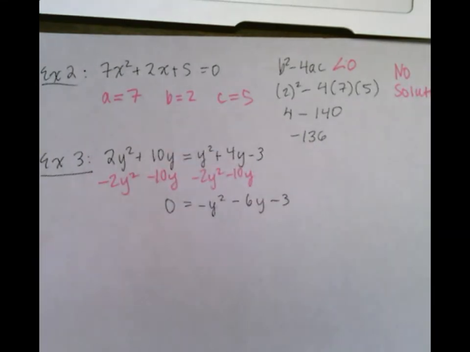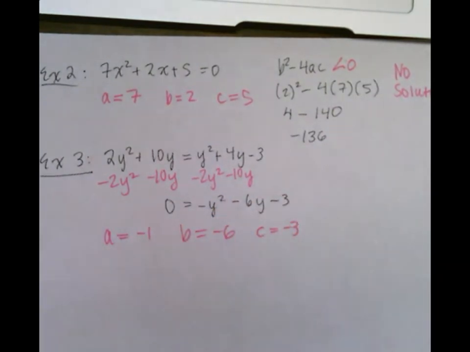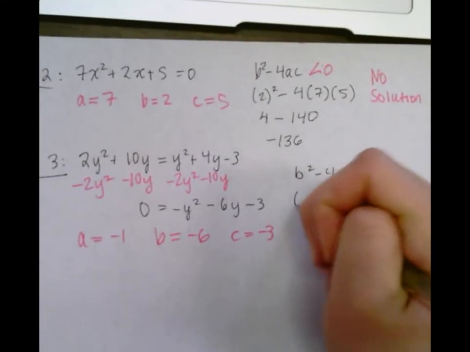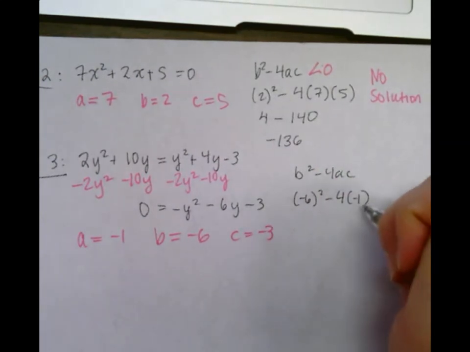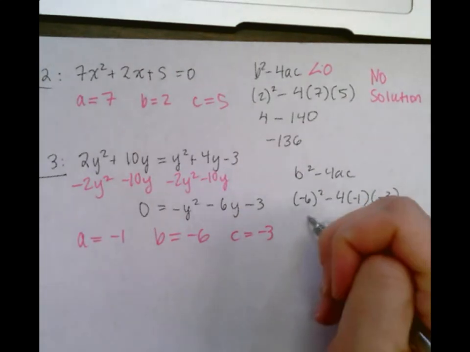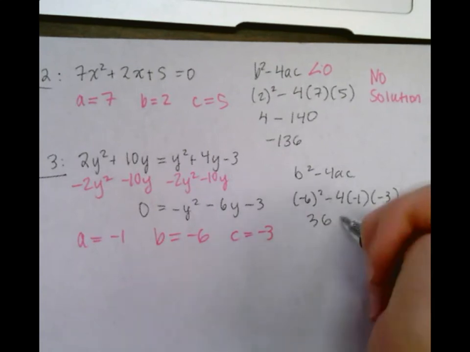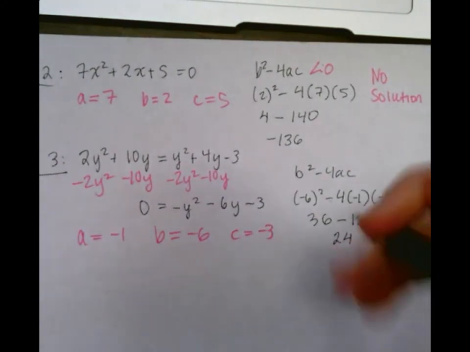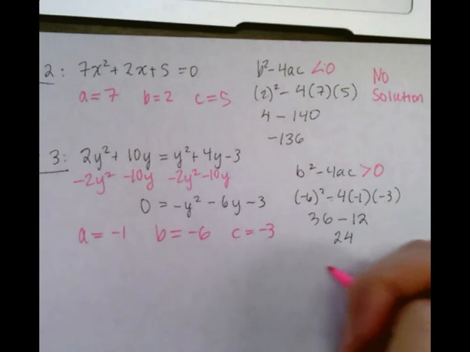From there I'm going to identify my a, my b, and my c, and plug into b squared minus 4ac. So I have negative 6 squared minus 4 times negative 1 times negative 3. Negative 6 squared is 36. 4 times 1 times 3 is 12, and with the negatives it's still going to be negative. 36 minus 12 is 24. So b squared minus 4ac is positive, greater than 0, and my conclusion would be that there's two solutions.